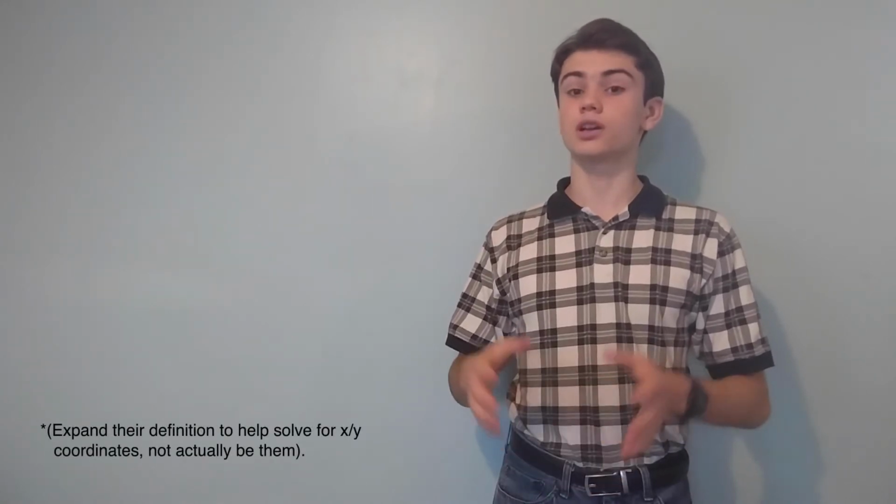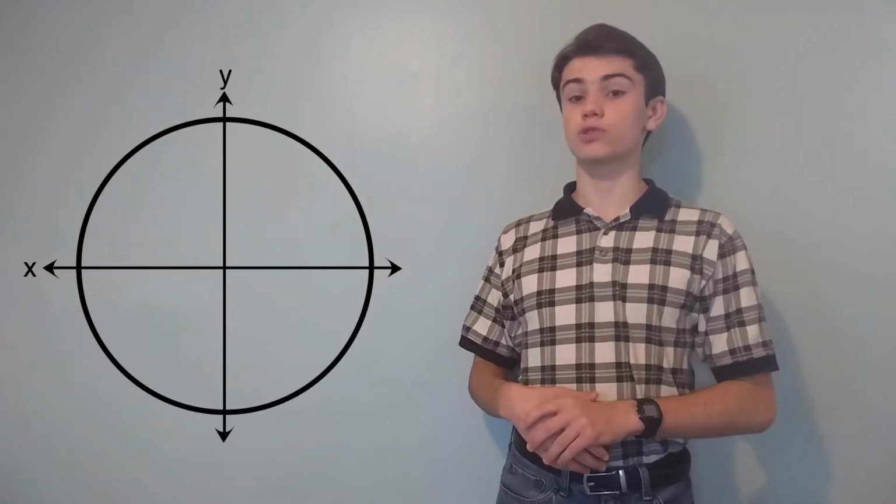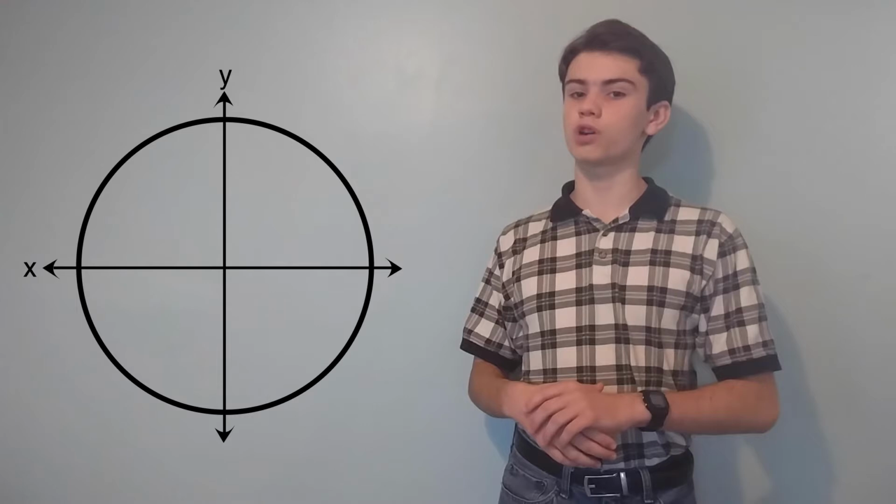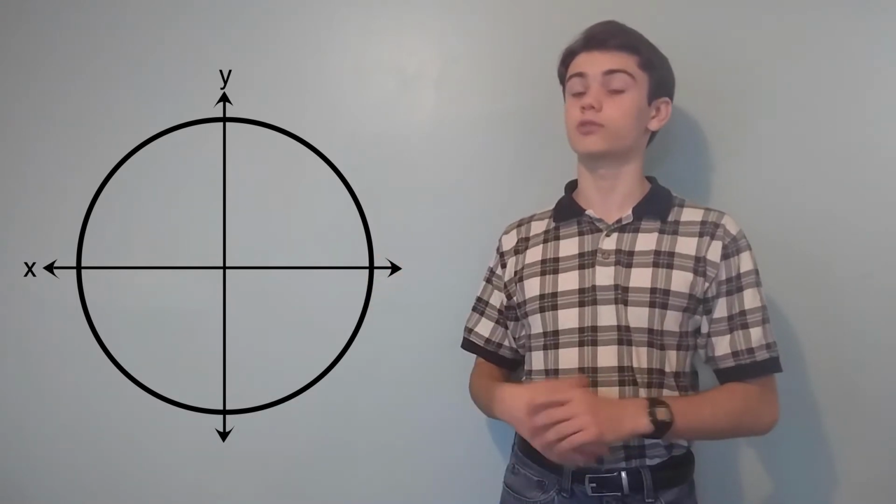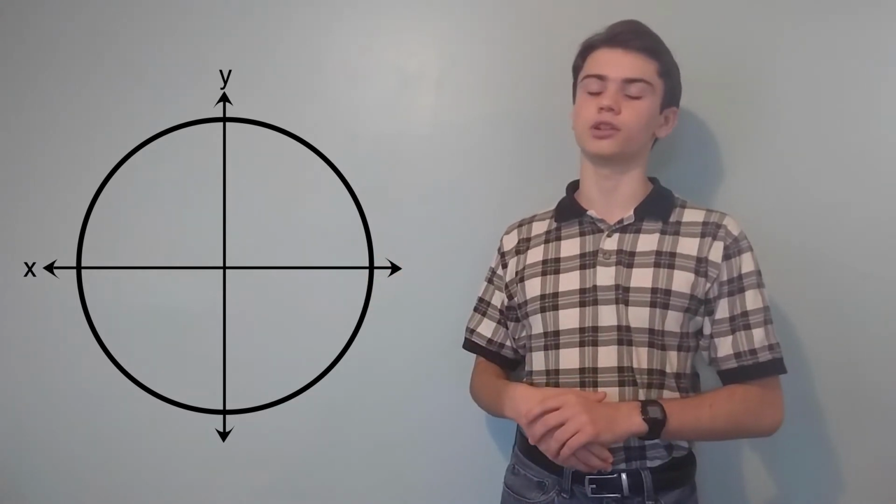Sine and cosine are the two most important trigonometric functions. And right now we're going to expand the definition to be coordinates, x and y coordinates in a coordinate plane. So we have a coordinate plane here, and we've plotted a unit circle, that is a circle with a radius of 1, on this coordinate plane. And remember, this is Cartesian coordinates we're dealing with.